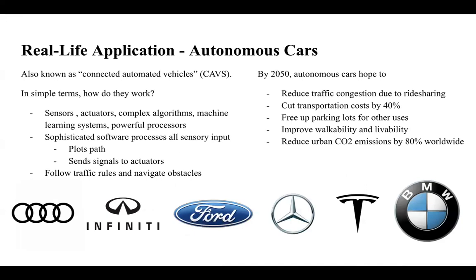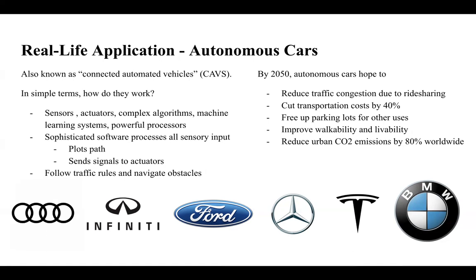The key here is that the principle of stationary action gives us a useful explanation of why objects take certain kinds of trajectories, or in the case that I'm about to explain, how we could determine the best trajectories for certain objects like autonomous vehicles. So in this real-life application, I went on to research more about autonomous cars, which are also known as connected automated vehicles, or CAVs. In simple terms, how do they work?